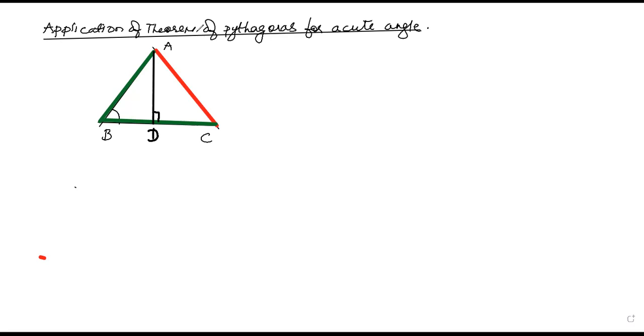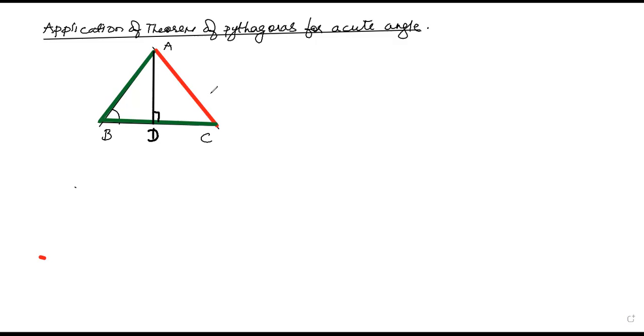Application of theorem of Pythagoras for acute angle. Children, this is one formula. The name of the formula, we call it as application of theorem of Pythagoras for acute angle. This formula you can use only in an acute angle triangle. This triangle ABC is an acute angle triangle, and a height should be given in the triangle, AD perpendicular BC. So remember, when to use this formula, the triangle should be an acute angle triangle and the height in that triangle should be given.